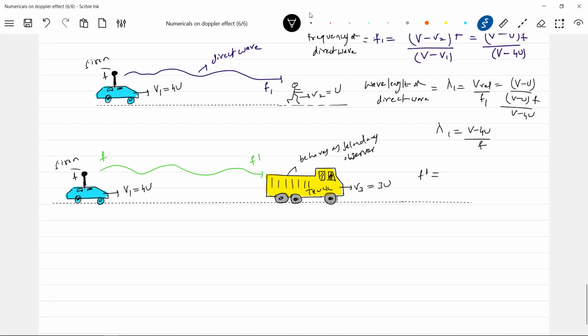So what is this F dash? F dash should be equal to (V minus V3) by (V minus V1) times F. This should be equal to (V minus V3) is 3U, by (V minus 4U). Okay, now how will this truck behave with respect to the observer? That we'll see.